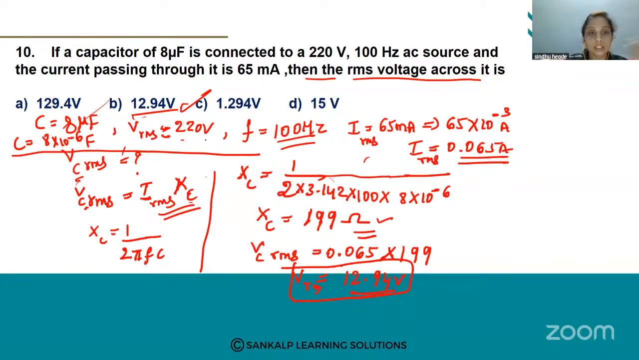Then VRMS is 220 volt. Then frequency is 100 hertz. IRMS is 65 milliampere. These are all the given things. Convert the milliampere into ampere. Next, write the formula. Here they ask the RMS voltage across the capacitor. So VCRMS is equal to what? We know that the RMS voltage across the capacitor is equal to IRMS into XC. This is the standard formula. Okay, you should remember this formula. You must write the formula yourself, remembering it.